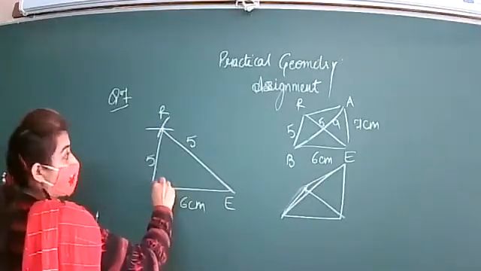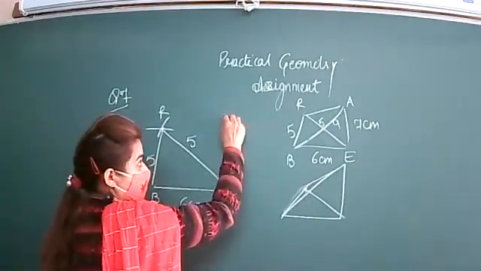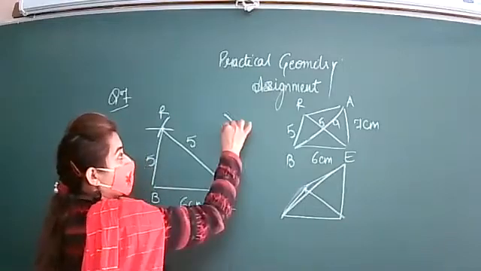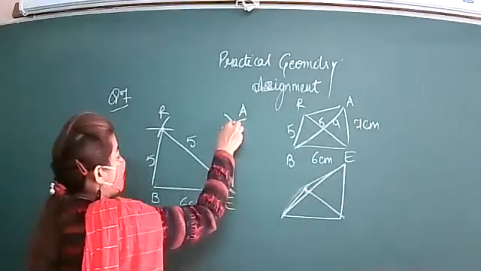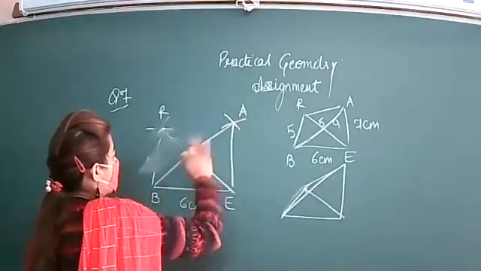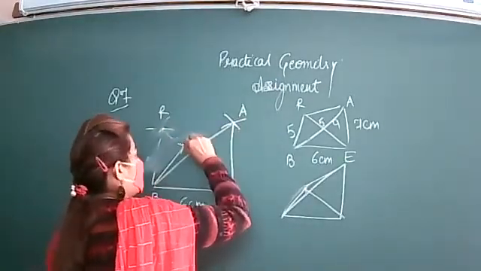Now again, from B, you will draw the arc of 9. From E, you will draw the arc of 7. They will cut each other at A. Now join them. This will be of this form.